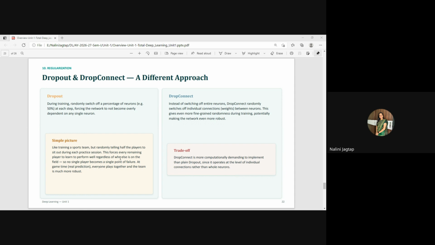At every single training step, please remember what dropout is. At every single training step, a randomly chosen percentage of neurons, say commonly around 50%, is simply switched off entirely, forcing the remaining neurons to produce a useful result without being able to lean on the now absent neurons.